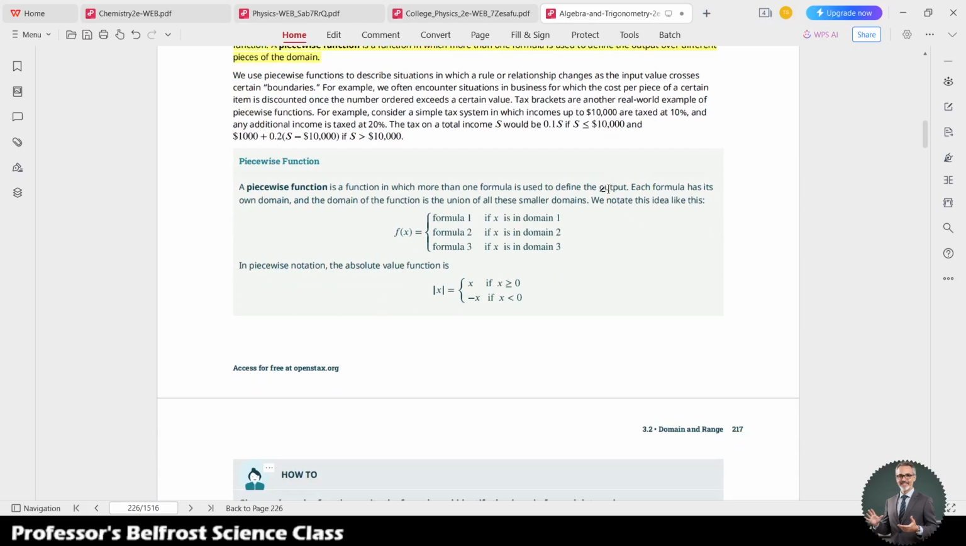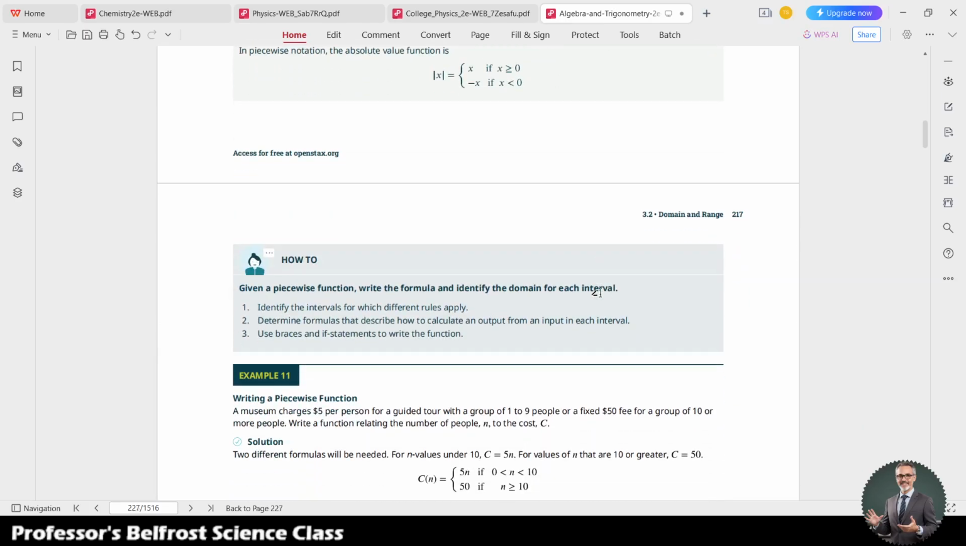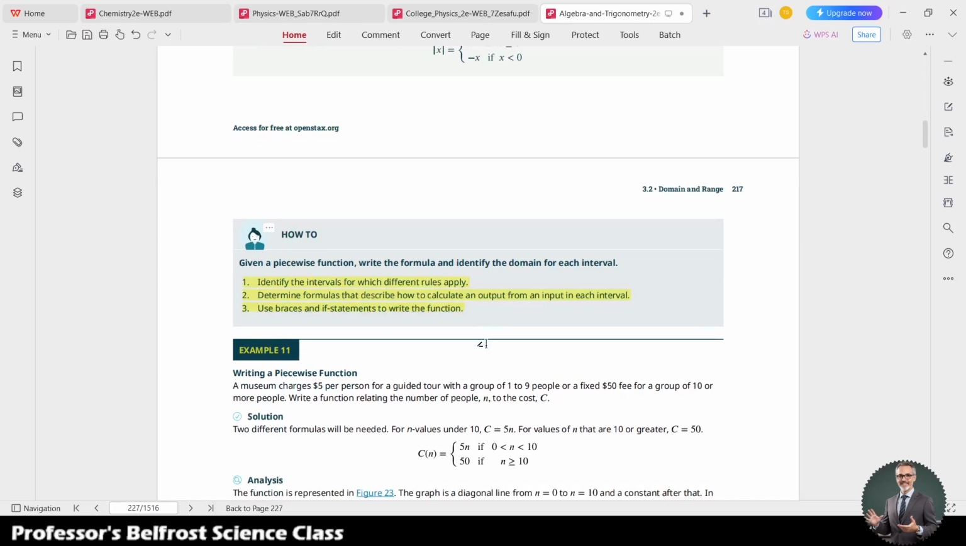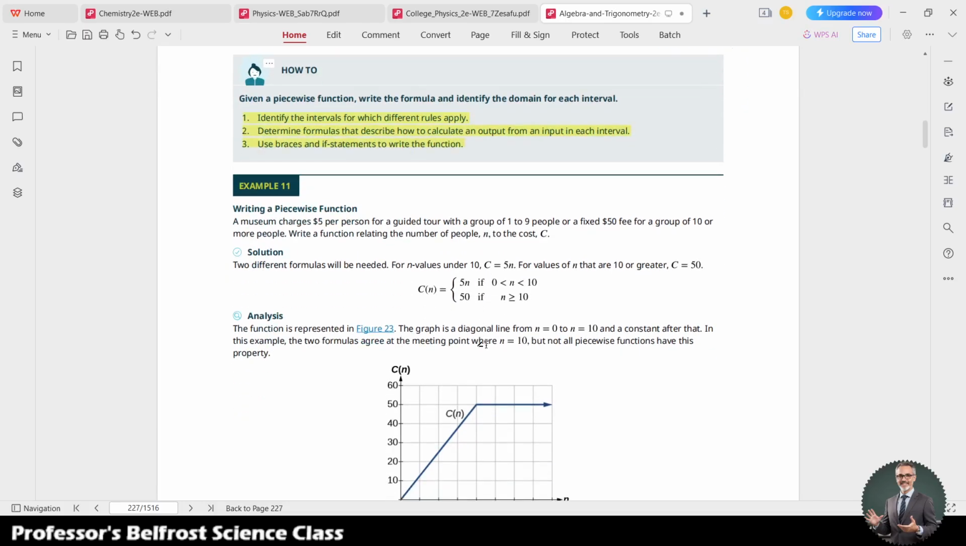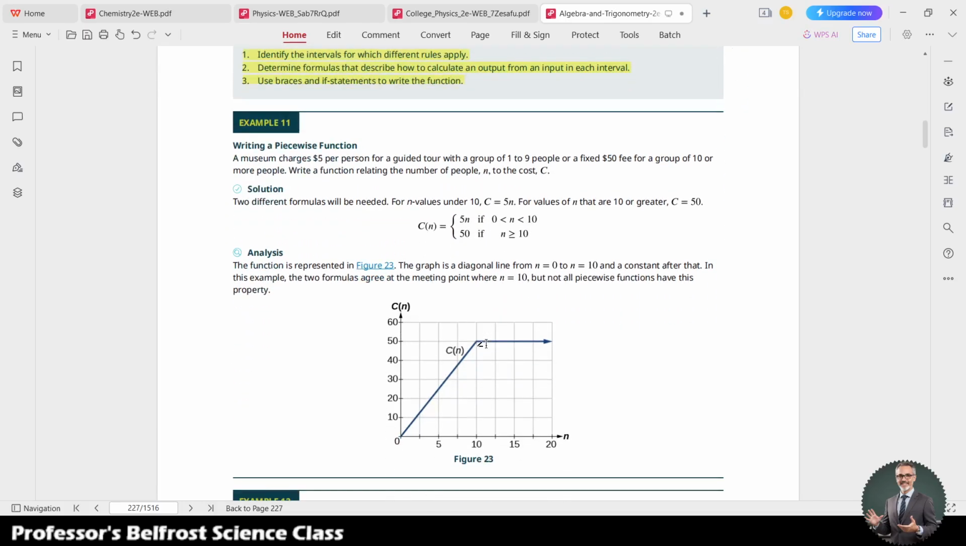We notate the idea of a piecewise function like this: f(x) equals, for certain cases, we apply formula 1 if x is in domain 1. For domain 2, it applies formula 2. For domain 3, we apply formula 3. If you are given a piecewise function, you can identify the domain for each interval by using the 3 steps that I have highlighted for you.